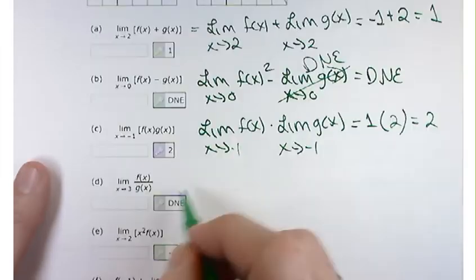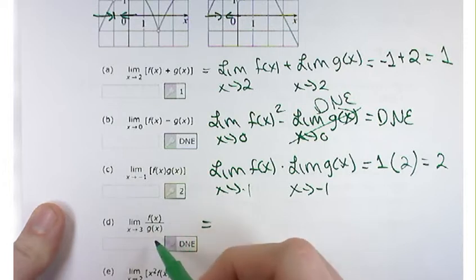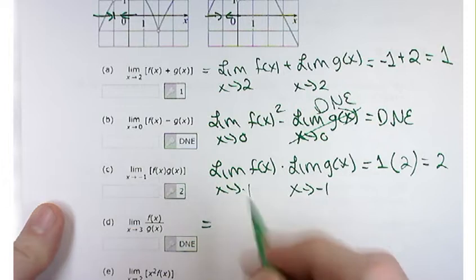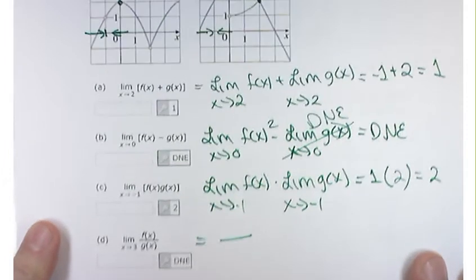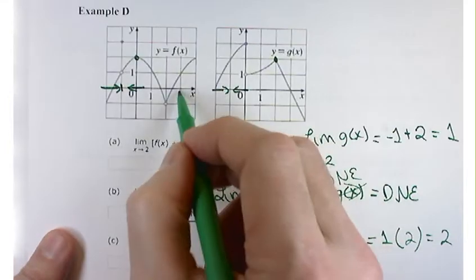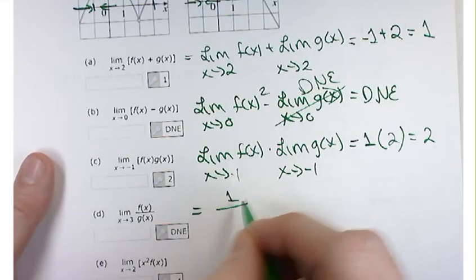Let's keep going. This one, basically you're going to apply the limit of the numerator divided by the limit of the denominator. Let's see what happens in the numerator. As x approaches 3 from the left and from the right, the numerator is approaching 1.